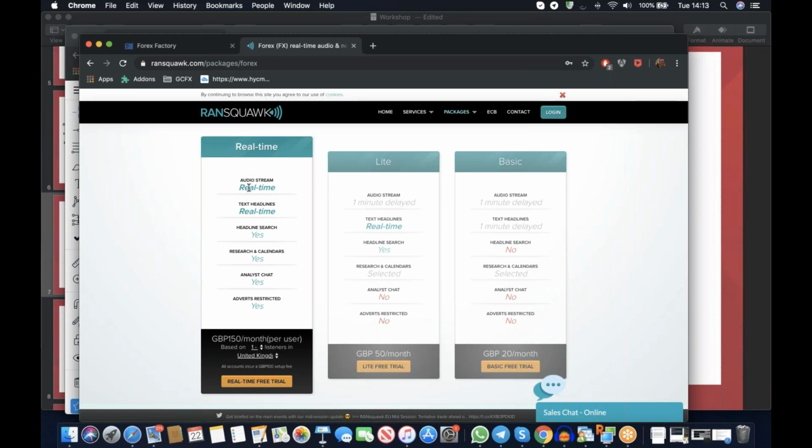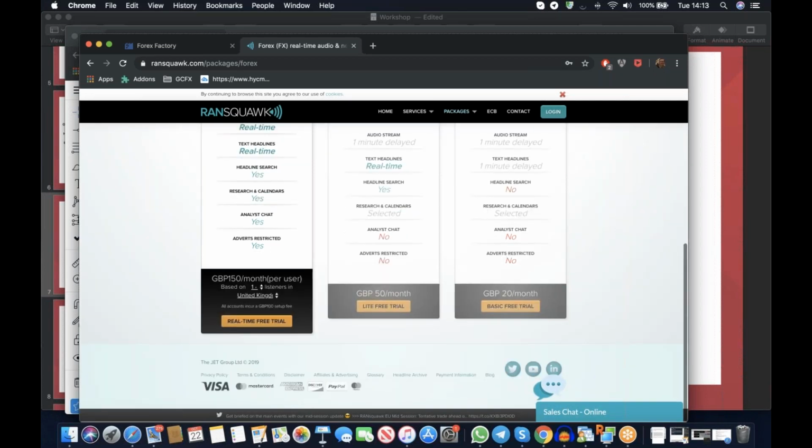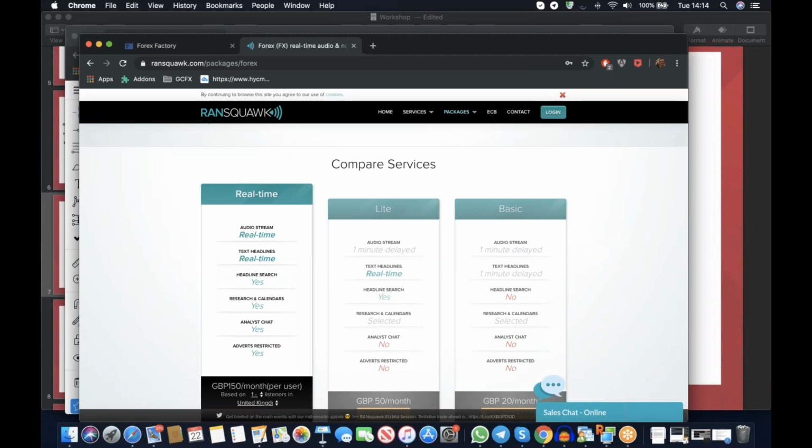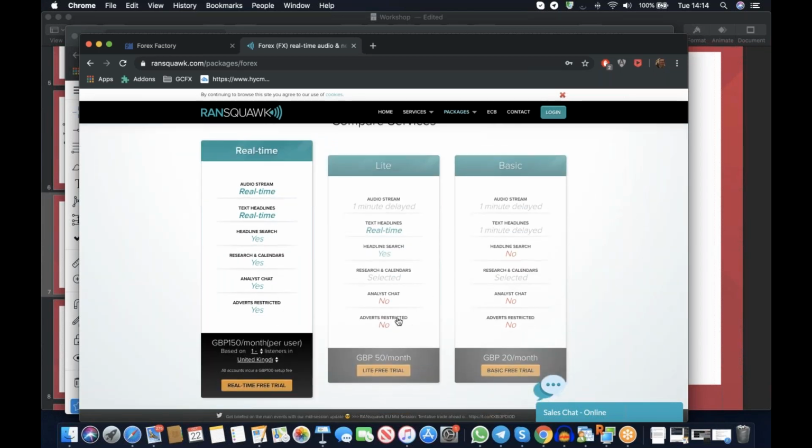Obviously, to get it real time, which is the most useful, you have to pay more money per month. But the basic service is a relatively modest fee of £20 per month and will give you a sense of how it works. There are free trials that they do. So if you want to know how good a news service is, you can trial one of these services for free. You get like a 1 or 2 week free trial, and that will give you an indication of what it's like.